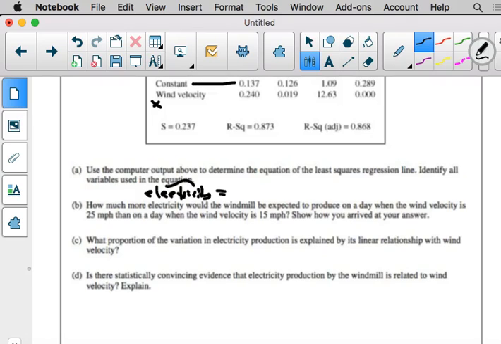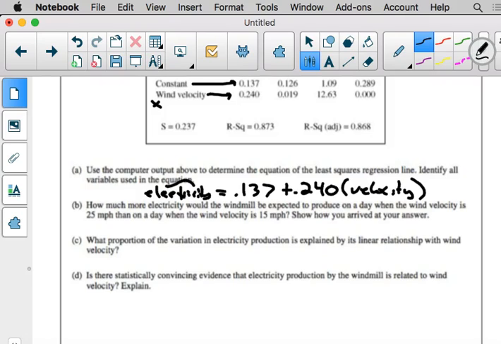The constant represents our y-intercept. Constant means the number by itself. The wind velocity, what's connected to that, is obviously our slope. And remember, if you use words as you're forming your equation, then you don't have to worry about labeling them separately, okay?